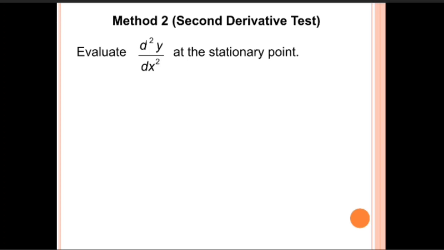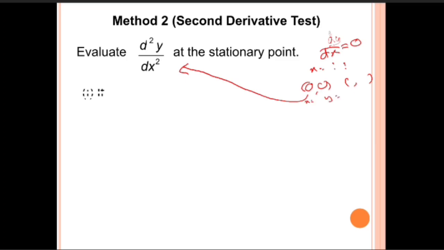Let me explain. Now, for this method, we know that we have to evaluate the second derivative test at the stationary point. So this means we have to do the same method as in the first derivative test, which is finding the stationary point. So how to find the stationary point? It's just dy over dx equal to 0. Find your value of x, find your stationary points. After that, substitute your value of stationary points into your second derivative test. After you have substituted your values, you will get a number.